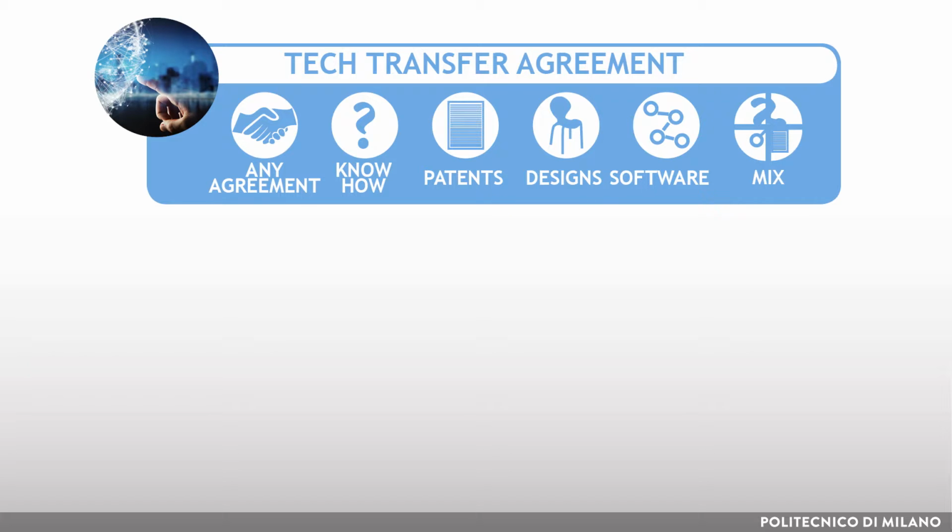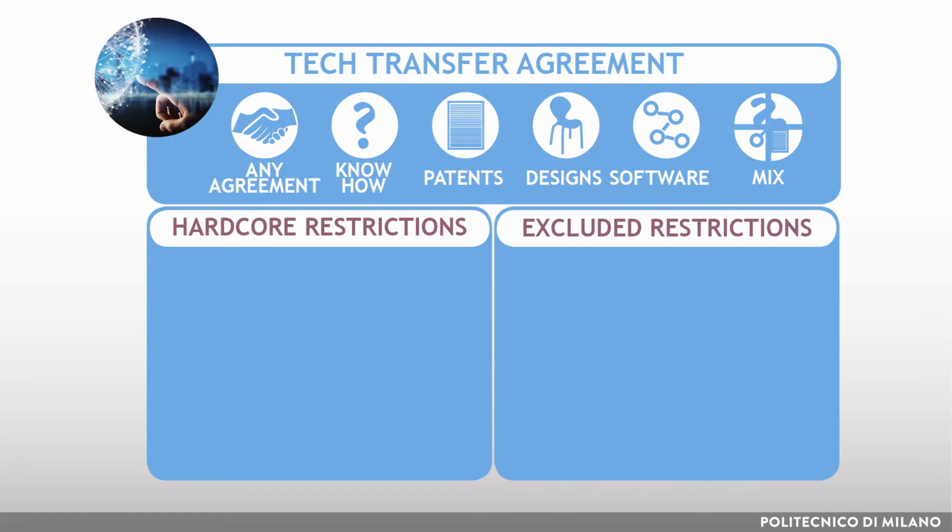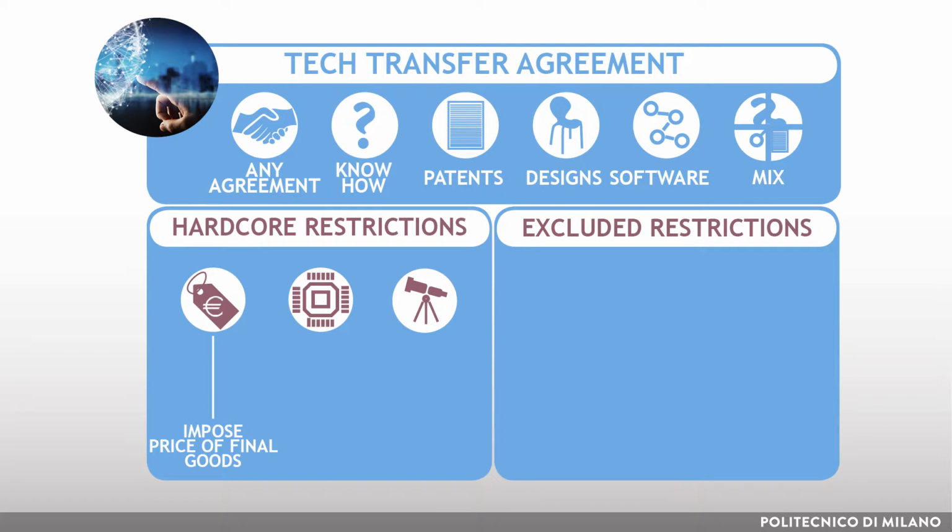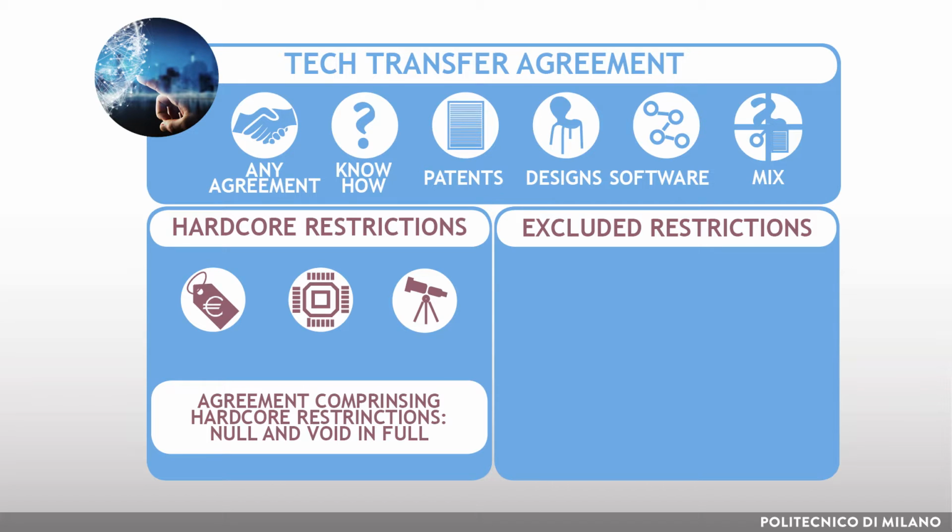The structure of the regulation provides clear indication about two kinds of prohibited contractual clauses, hardcore and excluded restrictions. Hardcore restrictions consist in 4 prohibitions. Among them, the most relevant are to impose the price of the final goods, a restriction on the licensee to exploit its own technology rights, or the restriction of any of the parties to the agreement to carry out research and development. Any agreement comprising one or more of the hardcore restrictions shall be considered null and void in full.